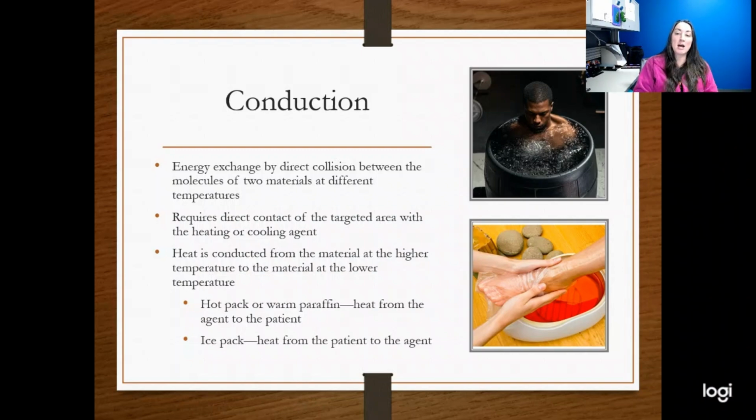So if you have a hot pack on, the heat is being transferred from the hot pack to the body. And if you are sitting in a bath of ice, like that top picture, then the heat is being transferred from your body out to the ice. So you're losing heat if you are surrounded by ice. You're gaining heat if you're in a hot tub.